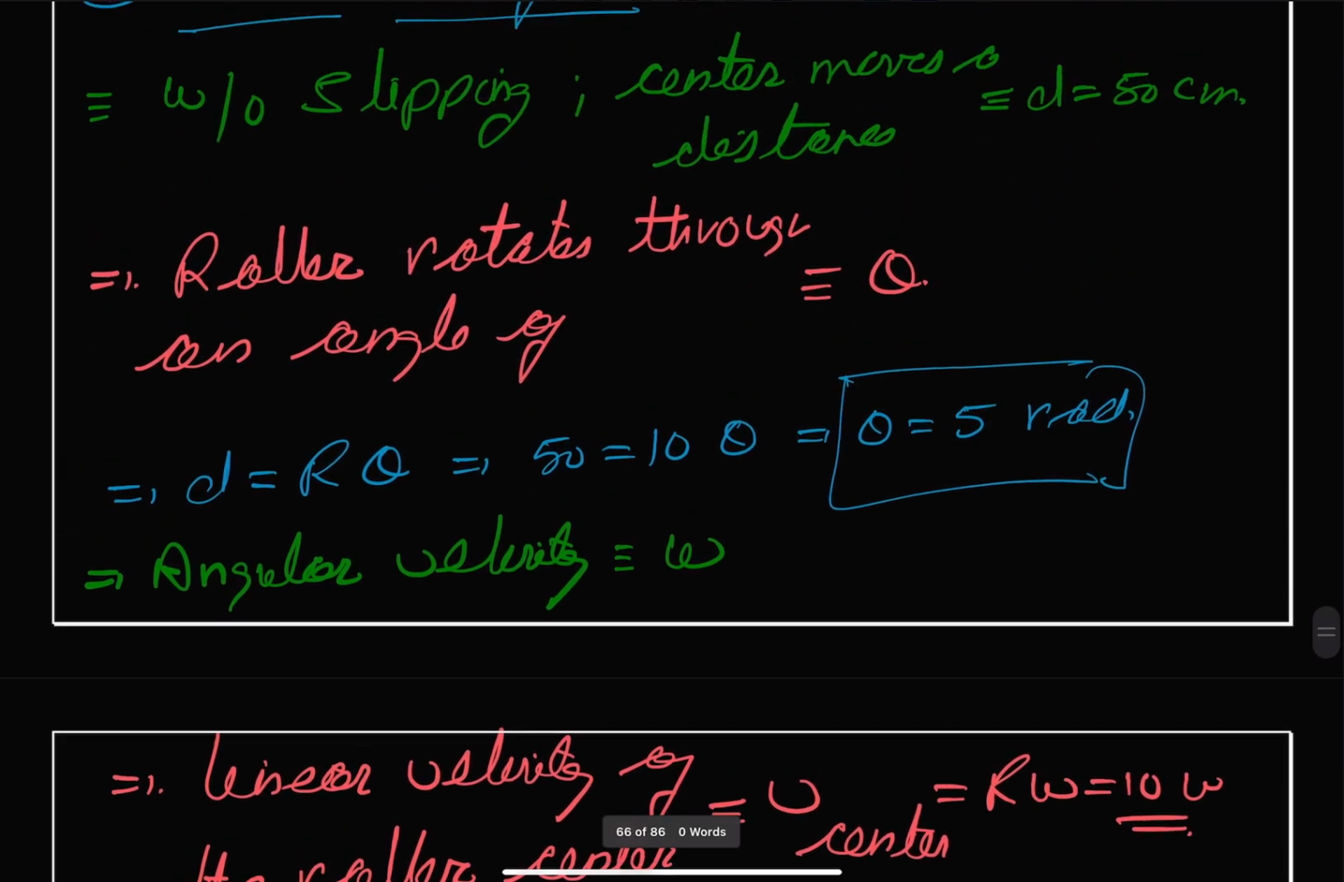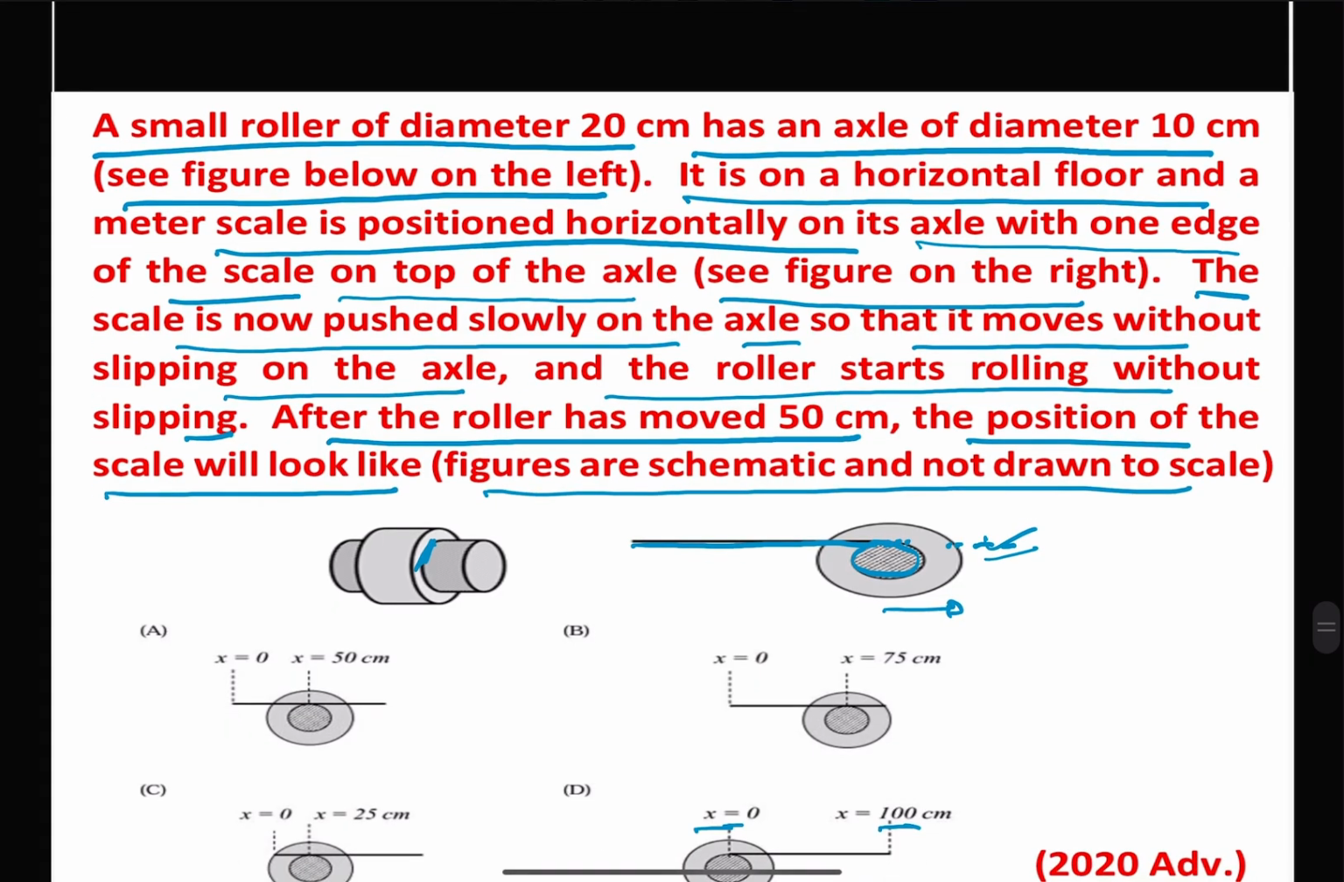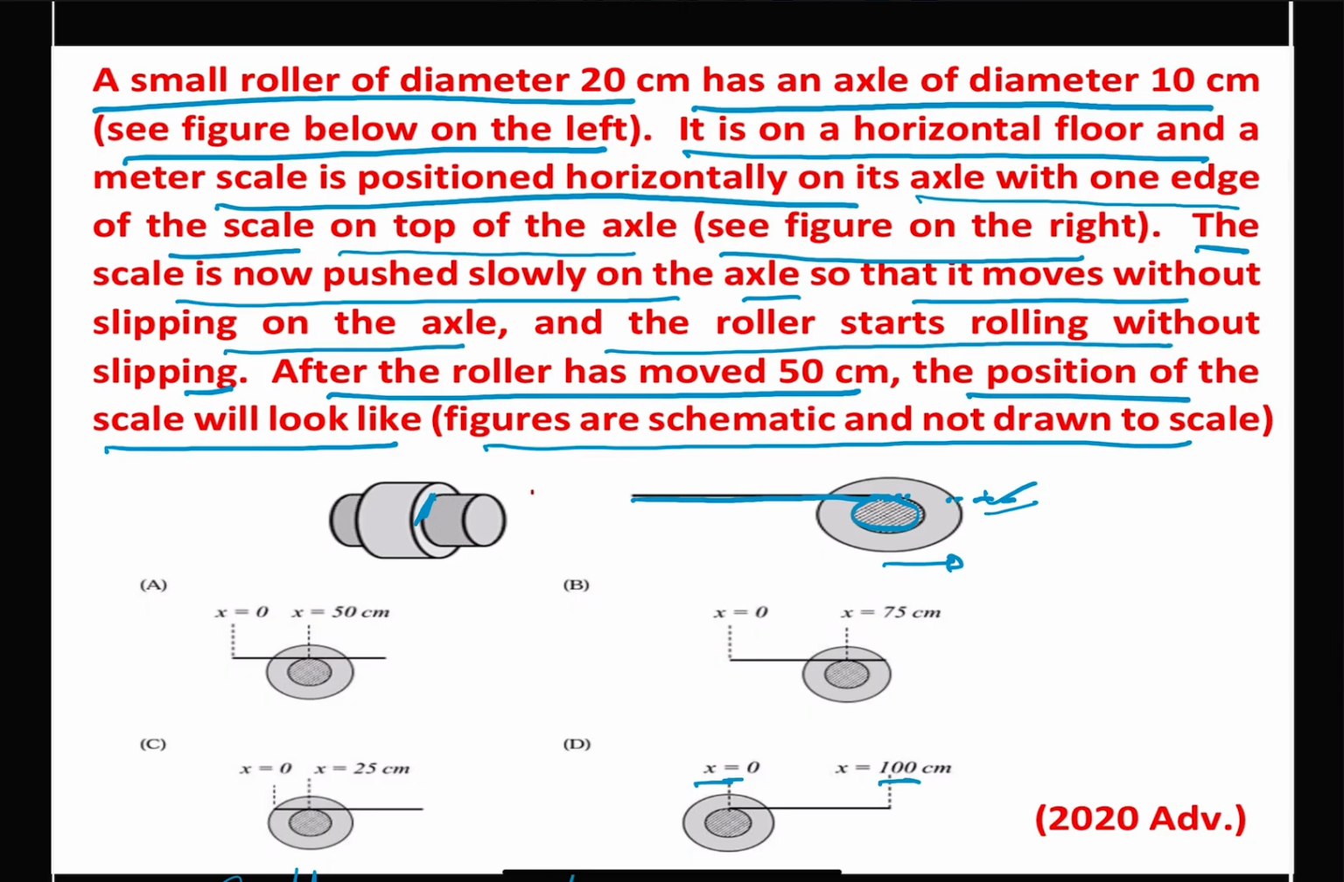In this case, we have to remember that this entire system consists of two parts. One is the axle part and the other one is the roller part. The roller part is in contact with the surface, but it is the axle part which is in contact with the scale. The roller is in contact with the flat surface, but the axle is in contact with the scale.